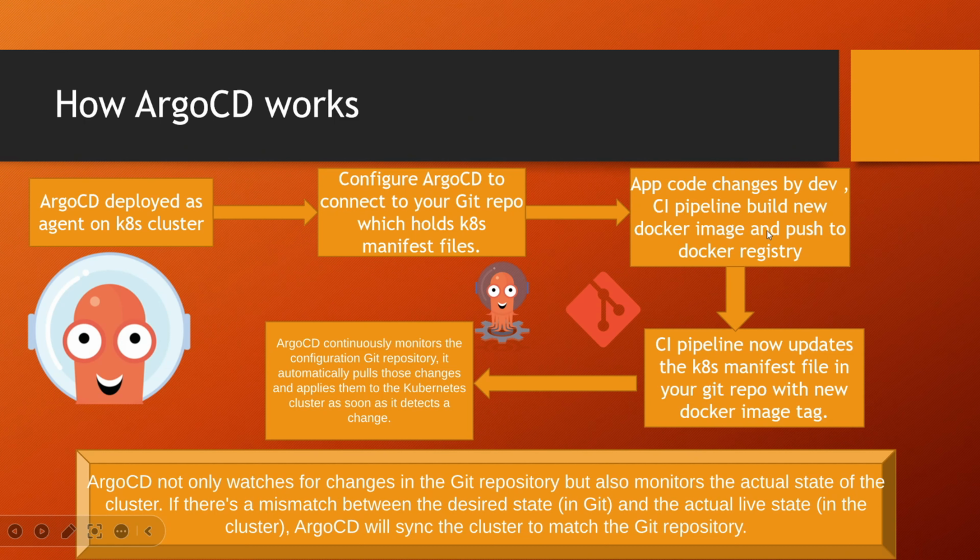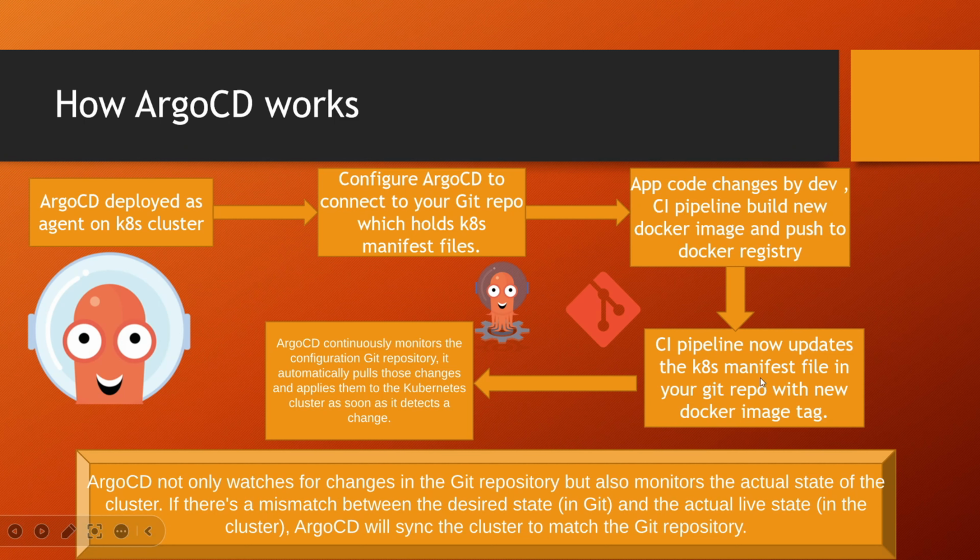Let's say your application code is changed by the development team. In this case, the CI pipeline is mostly GitHub Actions. So using GitHub Actions, your new image will be built and pushed to the Docker registry. It can be private or public, depending on your project requirement. Okay. So your application team has made some changes, a new image is built, it gets a new image tag, and then it is pushed to the Docker registry.